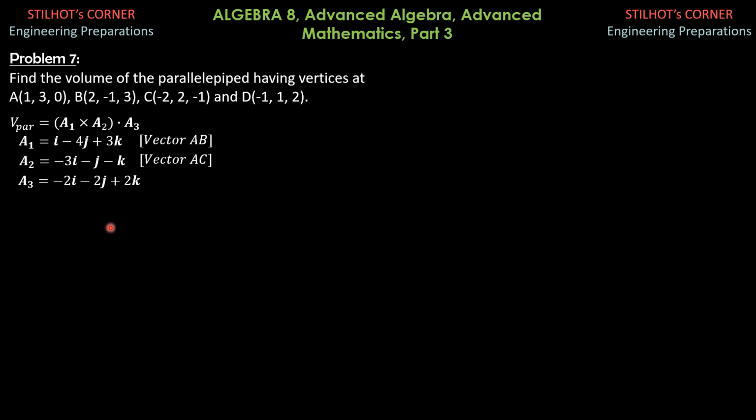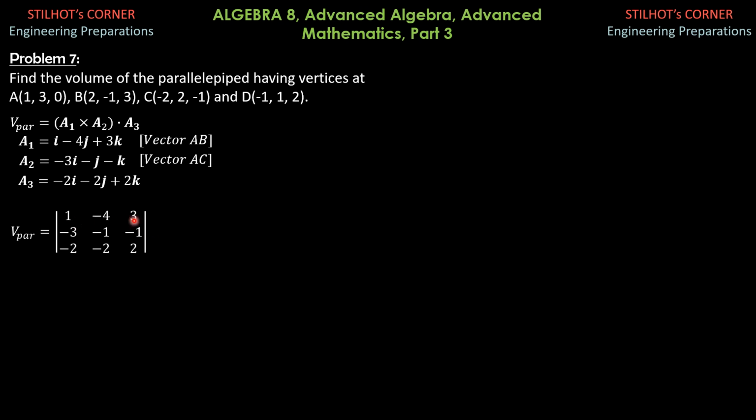To obtain the dot product, or scalar triple product, we arrange the components of the first vector in the first row, the components of the second vector in the second row, and the third vector in the third row. Since we are not sure if A1 cross A2 would be positive or negative, we take the absolute value. This scalar triple product is the volume of the rhomboid, which reduces to a parallelepiped.